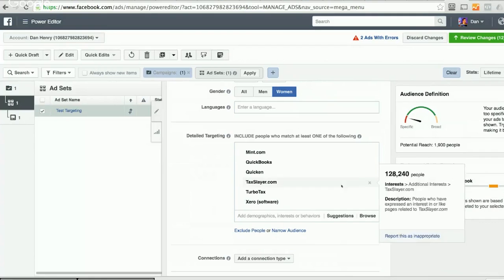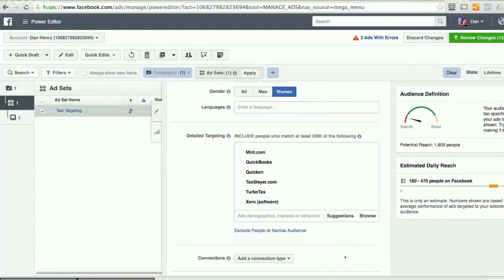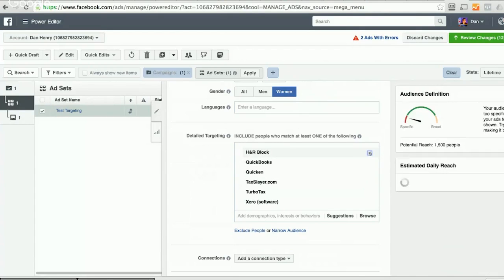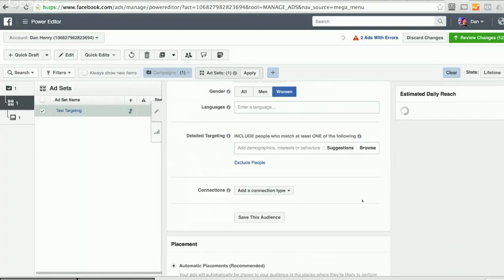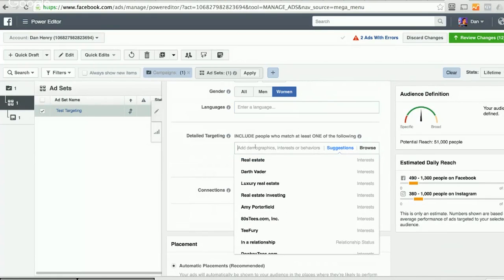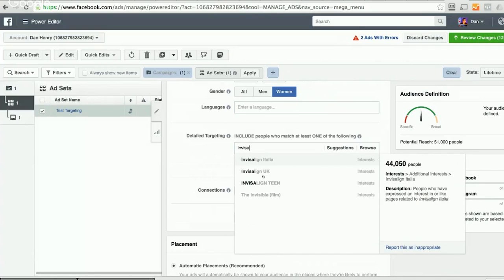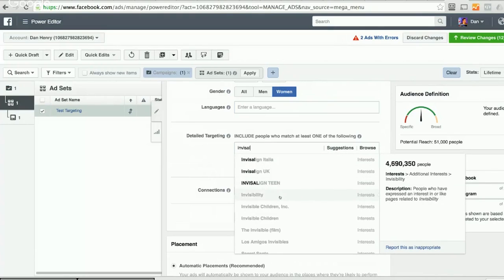All right, so that probably is not going to work. But for instance, let me just get rid of these. We could look at some things. Get rid of the whole thing. We could look at some things like Invisalign.